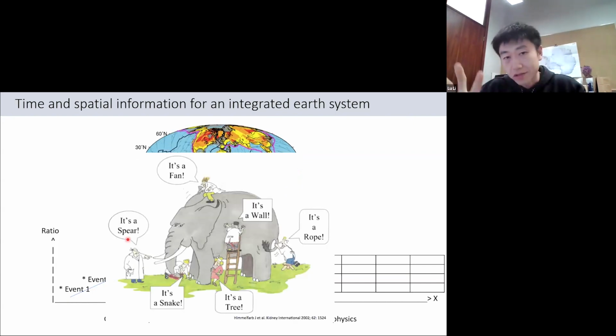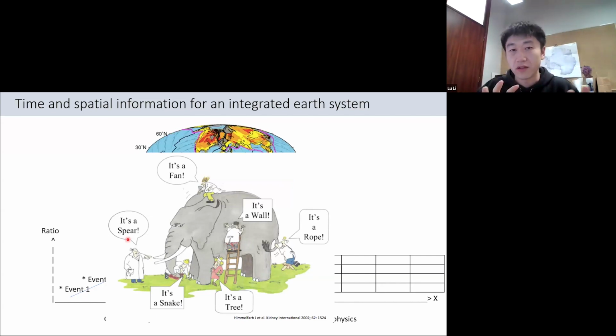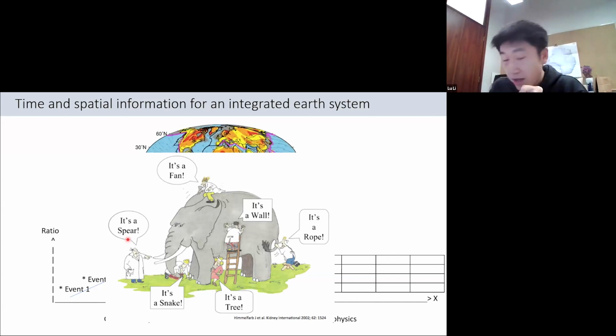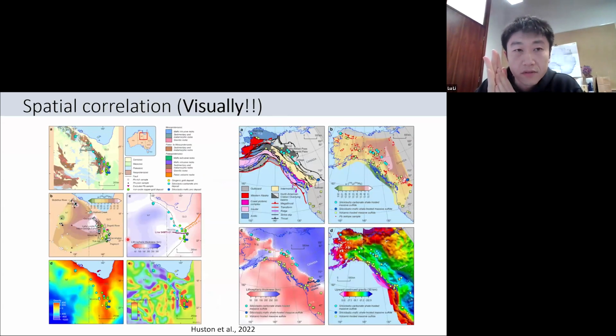So in most cases, we have different domains looking at different parts of the system, and we are only sensitive to certain parts of the elephant in the room. The good news is that in Australia and all over the world, people have started to investigate and get the spatial distribution of isotope maps.